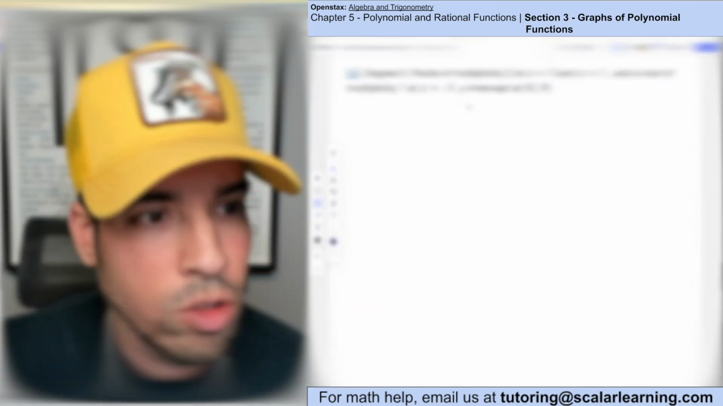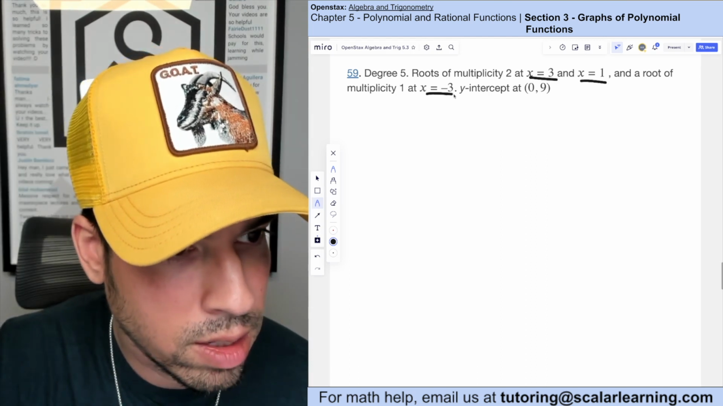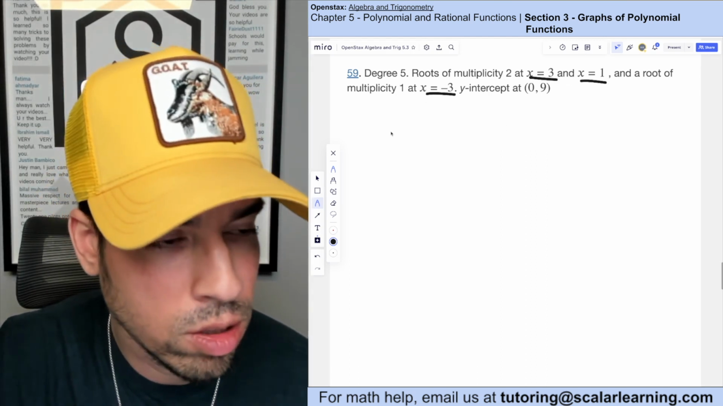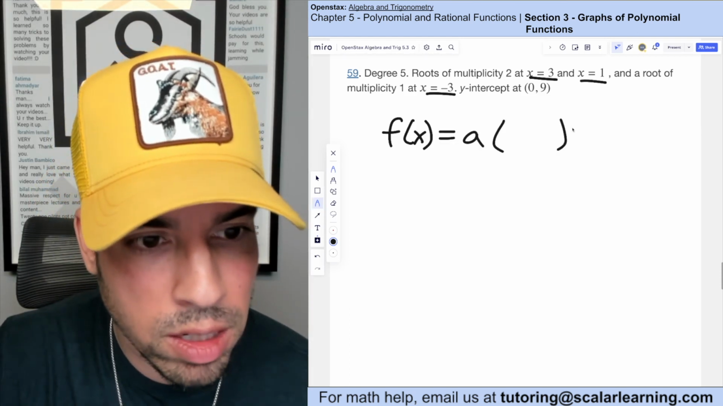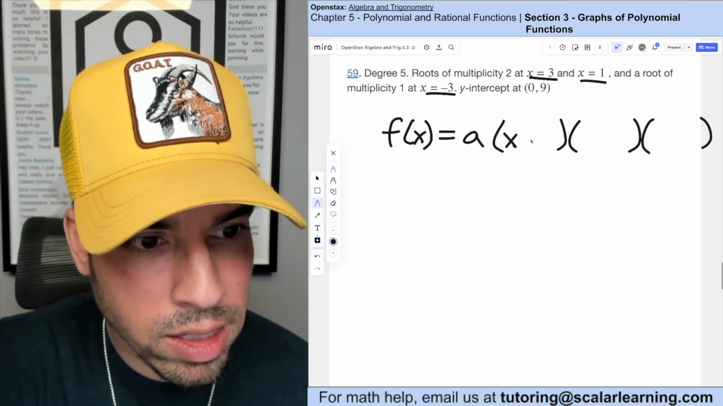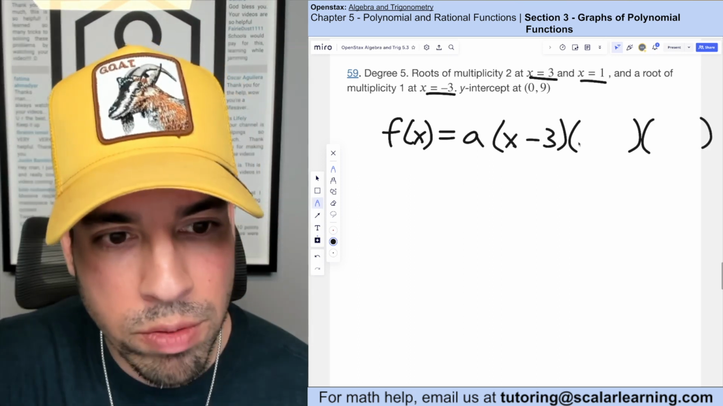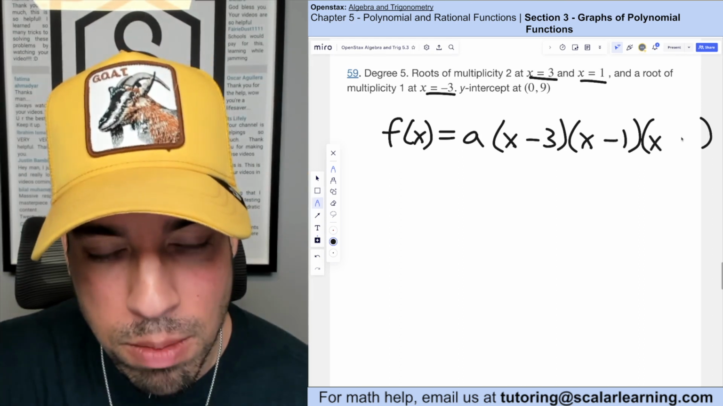Boom, done. So this one, we've got 3 different roots. We've got 3, 1, and -3 with varying multiplicities. So let's check this out. Again, we're going to start the same way with our a, and then we've got the x-intercepts or zeros in the parentheses. And for 3, we've got x minus that value, x minus 3; for 1, x minus 1; and for -3, x minus -3, which is x plus 3.